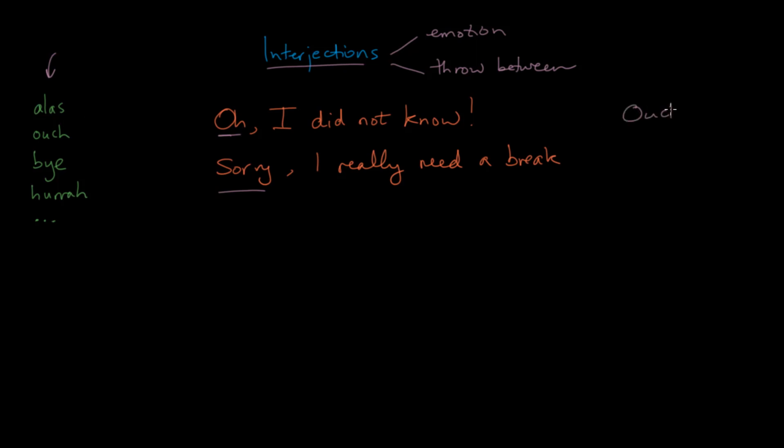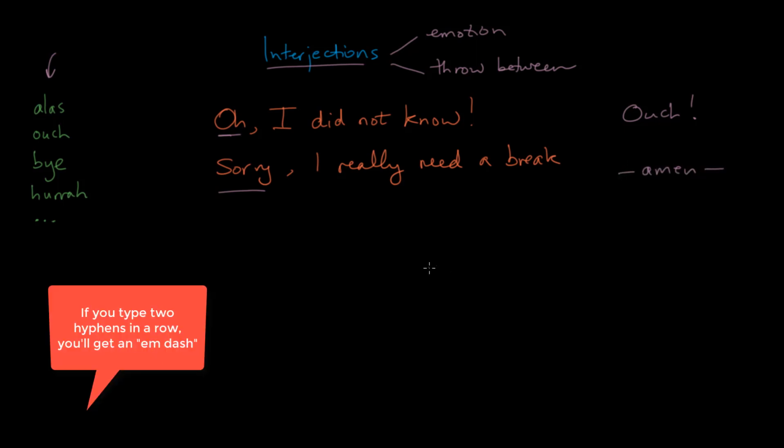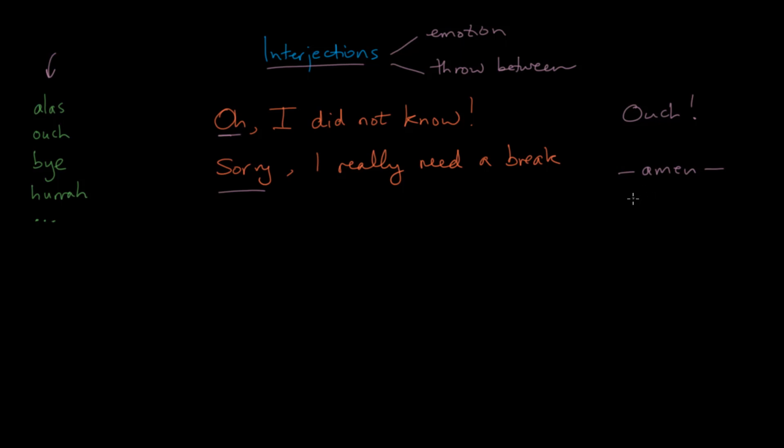We could say, ouch! Add an exclamation mark and start a new sentence. We could also put one in the middle of a sentence, perhaps surrounded by hyphens like this, so amen, and keep our sentence going, or sometimes commas. As you can see, there are different ways to punctuate the interjection. But the common refrain here is that the interjection is not closely connected to the grammar of the sentence.